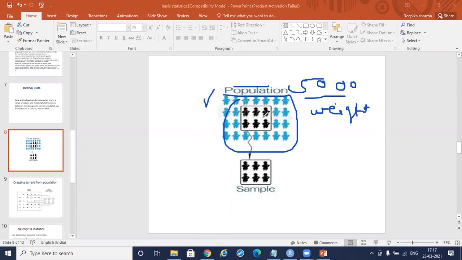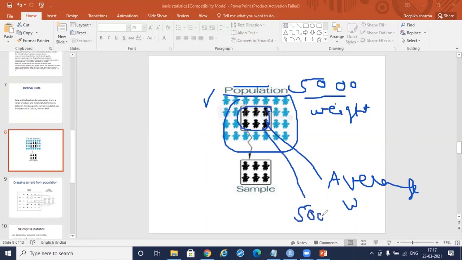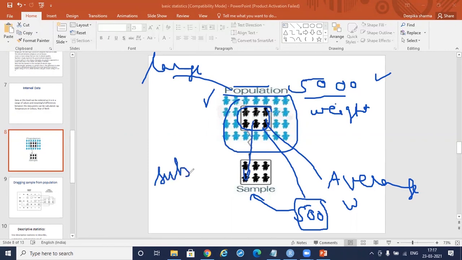But suppose here I want to find out the average weight. So there, what we can do, instead of taking all 5,000, I can just select randomly any 500 people. So I can just take any 500 student data instead of 5,000. So this 500 is known as a sample. So population is large and we are taking the data from the population. A sample is a subset of the population.